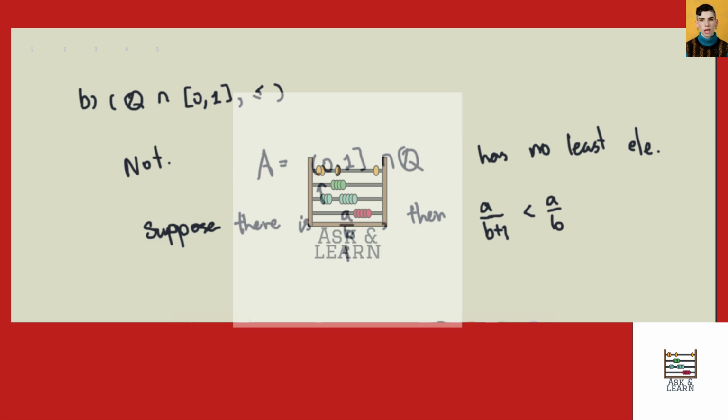Because for A over B, both A and B are not 0, because we took 0 out, then A over B plus 1 is in the set as well, and it's strictly less than A over B, so it's a contradiction. No matter what rational we come up with, we're going to be able to create another one that is less than that number, so it cannot have any least element, so it's not well ordered.